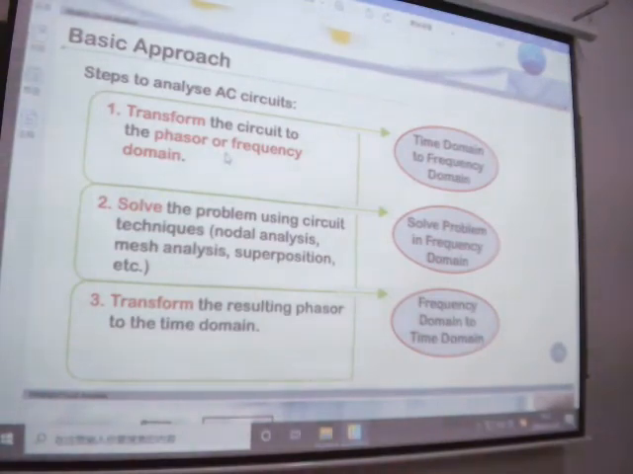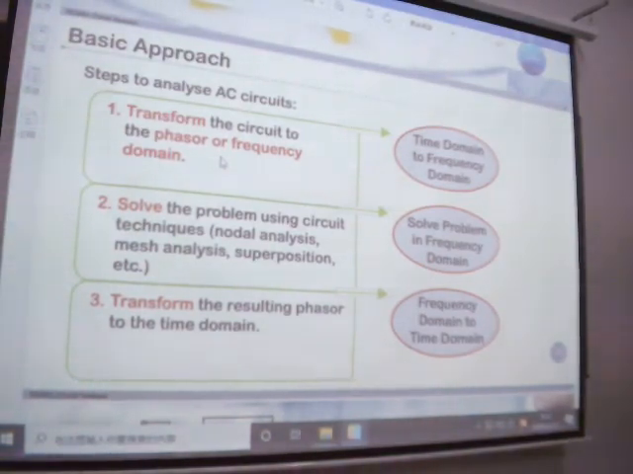You still remember? We have R, L, C, the basic circuit elements. In the time domain I use t, and for the frequency domain we have angular frequency, so I use omega. The R in the time domain is R. The R in the frequency domain is still R.